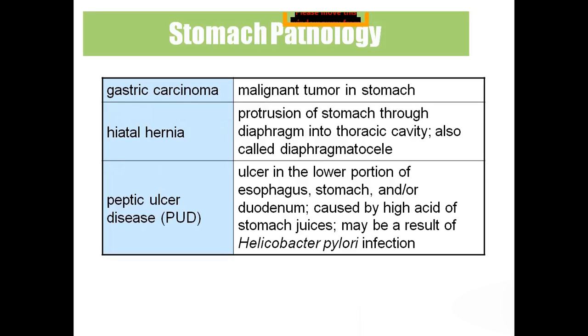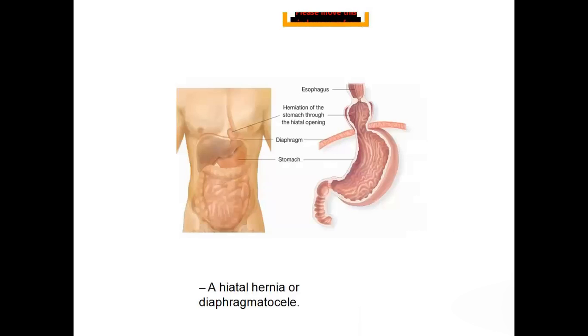And next, hiatal hernia. I'll show you in the picture. This is the stomach, and this part we call the diaphragm. So here you can see the diaphragm. Due to some pressure difference, the stomach is protruded into the thoracic cavity. This condition we call hernia. If any organ gets protruded into another region, we call it a hernia. So this is hiatal hernia. The stomach is protruding through the diaphragm into the thoracic cavity.